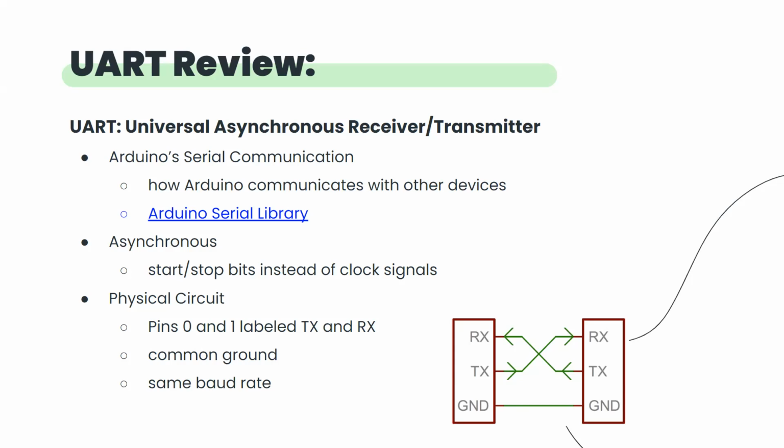Also, since it's asynchronous, remember that we need start and stop bits instead of a clock signal. And in the physical circuit itself, when you're doing this communication, RX stands for the receiving pin, and TX is the transmitting pin, so it's like output. They each have an RX and TX, and you want to connect the TX to the opposite RX, so that the RX is receiving input from the opposite TX. That makes sense. And the ground is common. Also, you want to make sure that they're on the same baud rate, which you set with Serial.begin(9600).